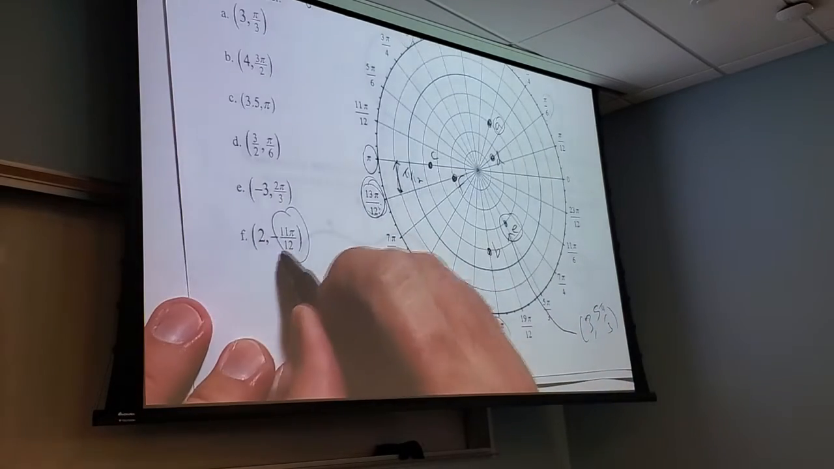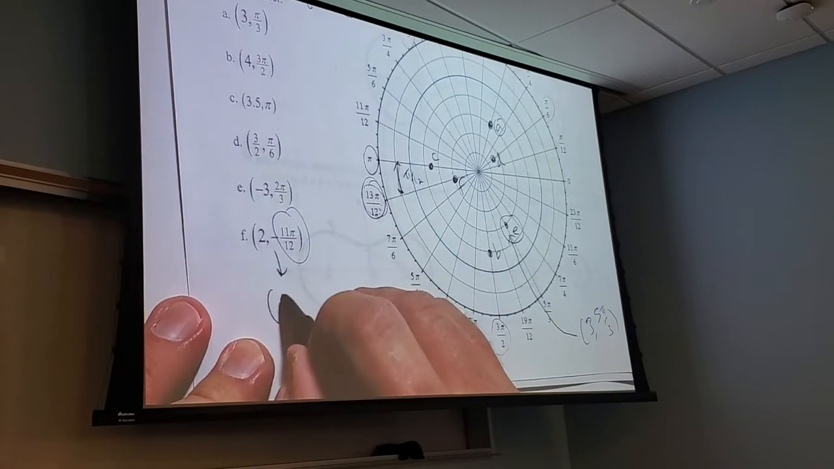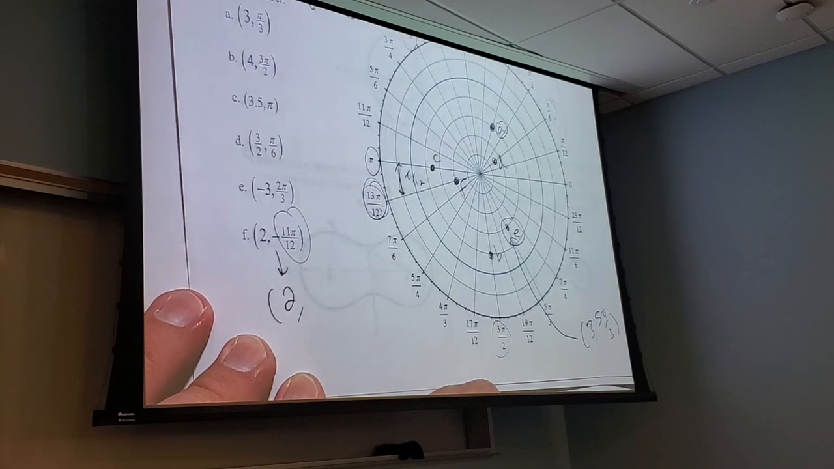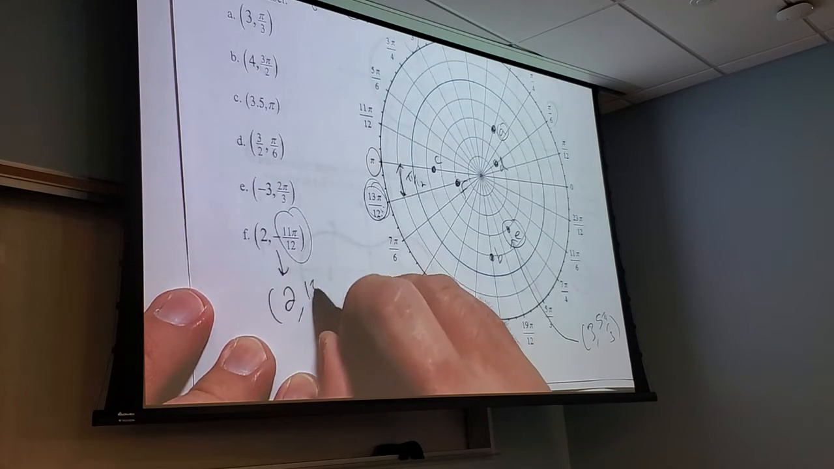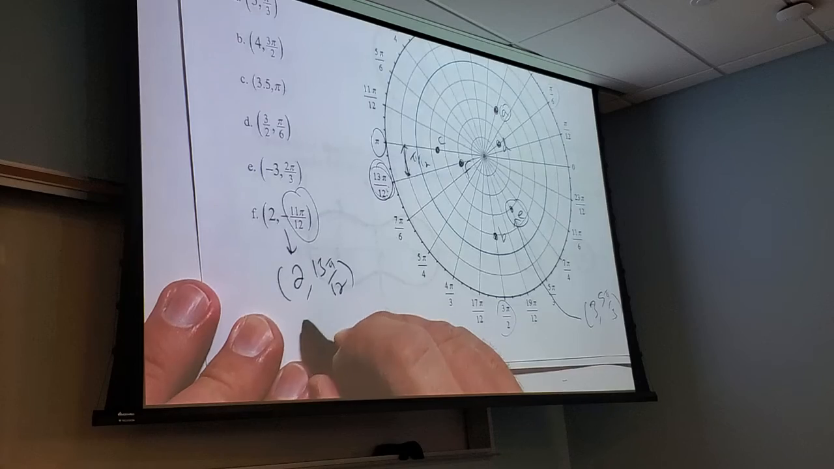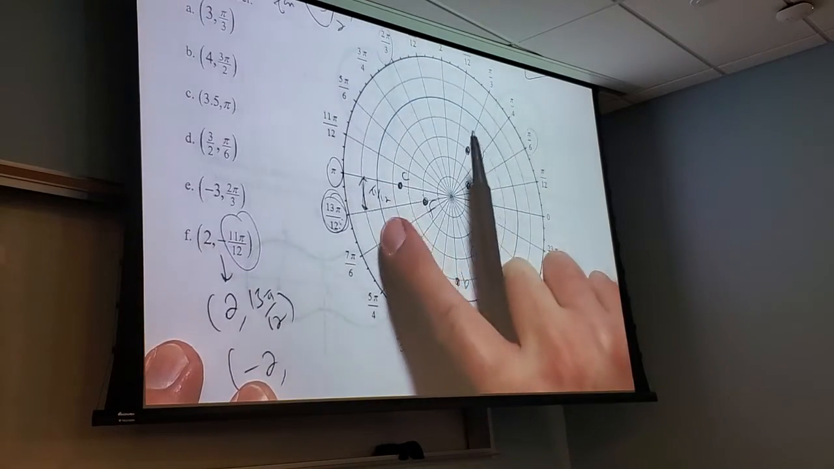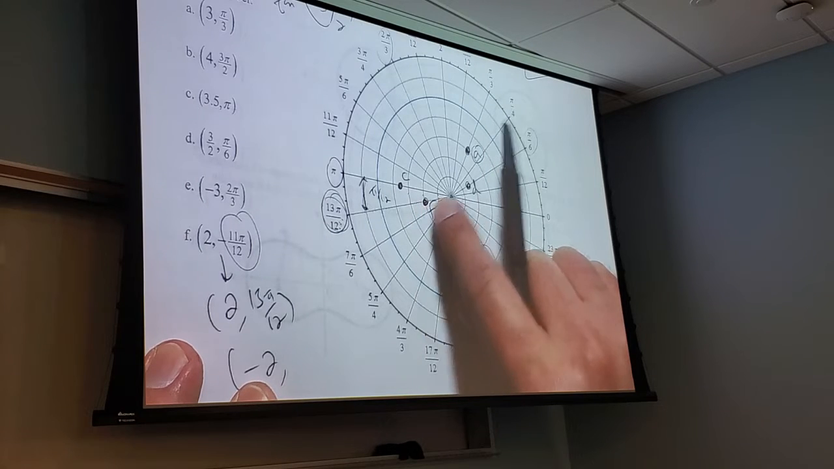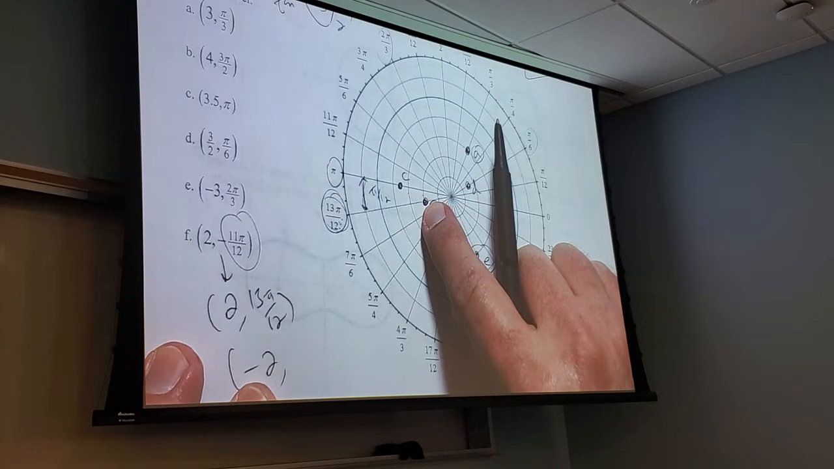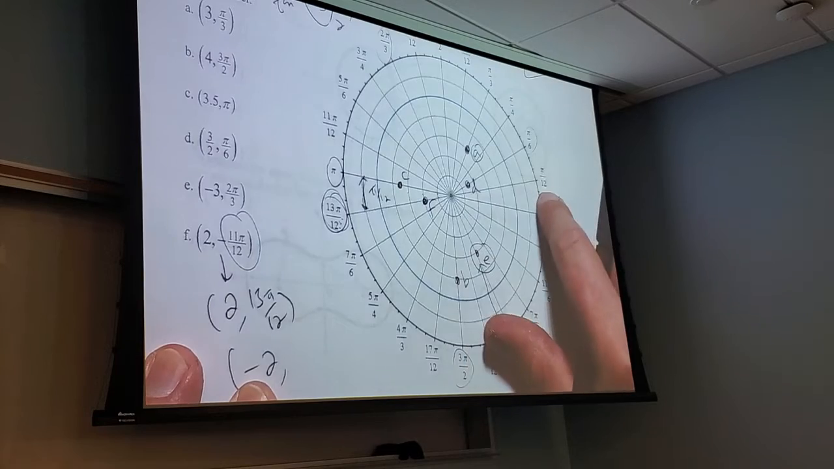So what's another name for the point in part F? 13 pi over 12. Yes. What's another name for the point using negative 2? What's another name for this point here? Well, when I go back to, I must be facing where? Pi over 12. There we go.